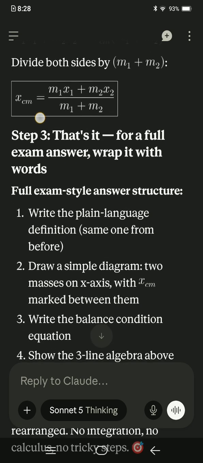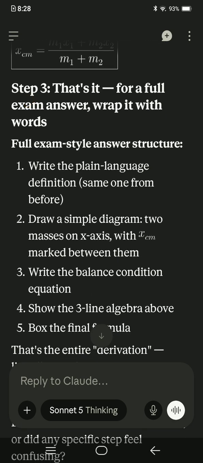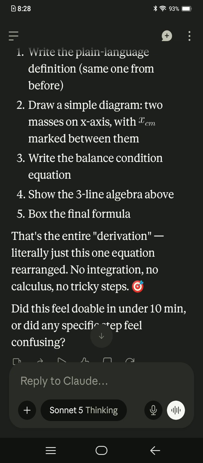For a full exam answer, wrap it with words, structured. Write the plain language definition, same one from before. Draw a simple diagram, two masses on the x-axis with x cm marked between them. Write the balance condition equation. Show the three-line algebra above. Box the final formula. That's the entire derivation, literally just this one equation rearranged. No integration, no calculus, no tricky steps.